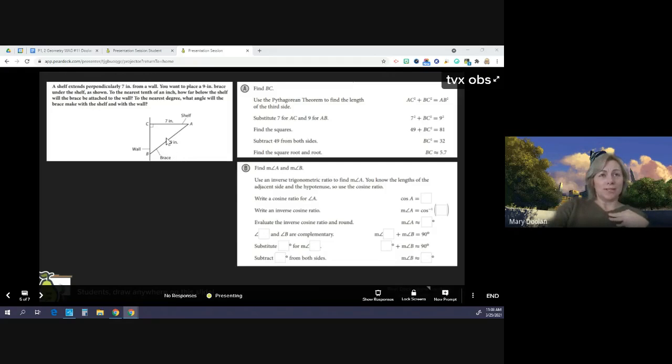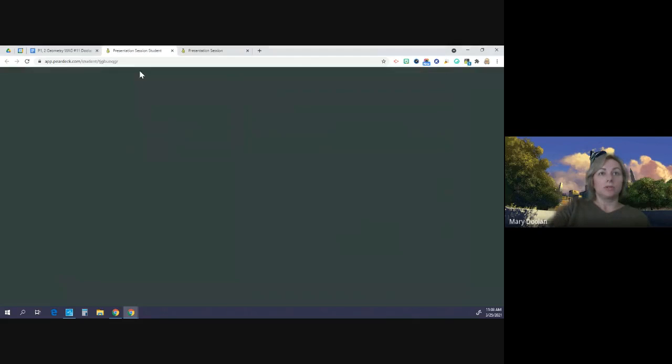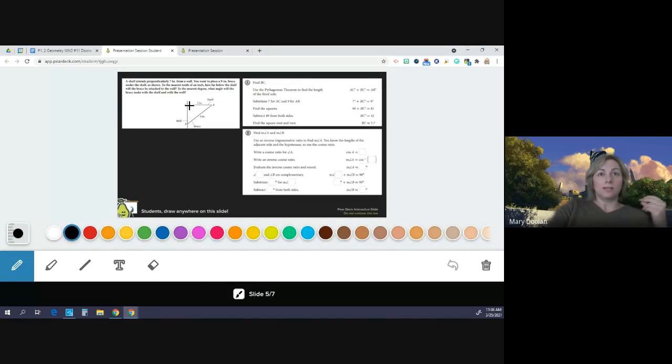What we know so far is that we have a right triangle because of this 90-degree angle, and we can see that there are two sides that are labeled. There's the 7-inch side, which is actually one of the legs, because the right angle is being made up of the two sides. The wall and the shelf are the legs, and the 9 inches is the hypotenuse.